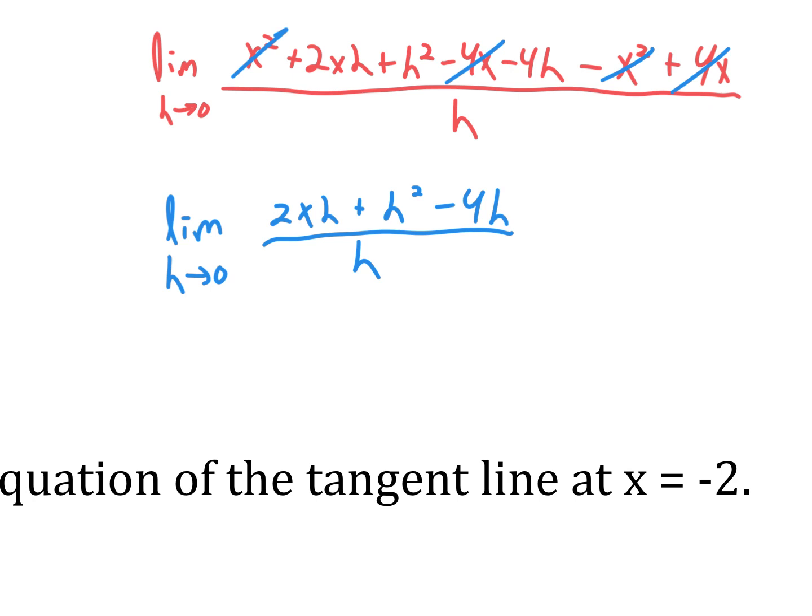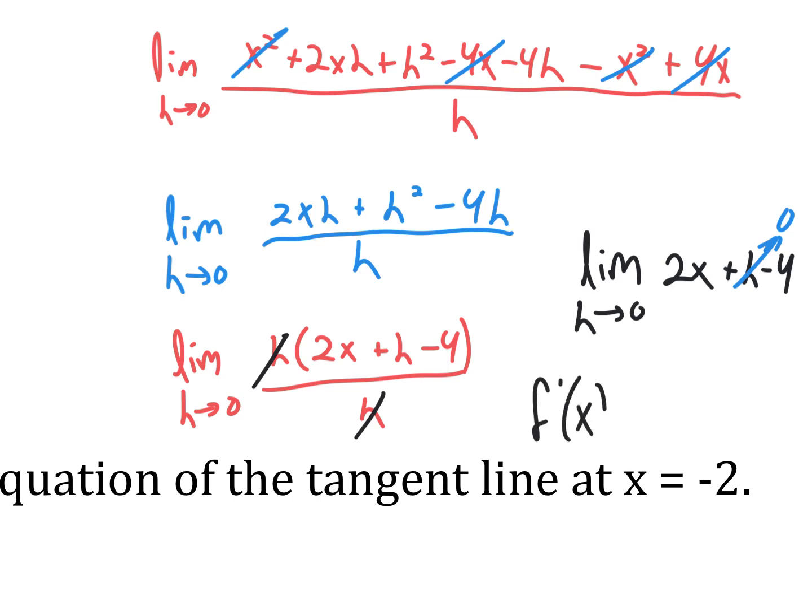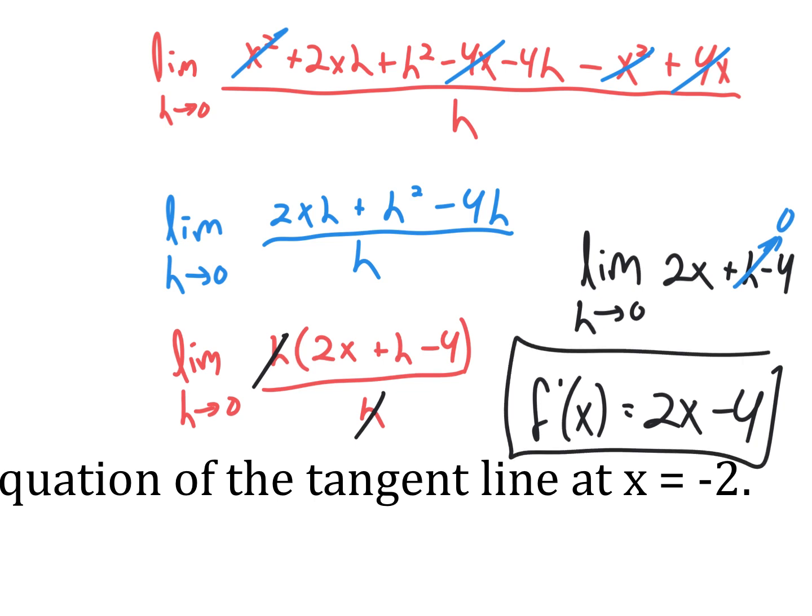some of you will be able to do this kind of mentally without rewriting another step, and that's great for you if you can do that. We're going to have the limit as h goes to 0 of the quantity h times 2x plus h minus 4, taking out a GCF, all over h. So these h's cancel. And now I can evaluate the limit as h goes to 0 of 2x plus h minus 4. If h is going to 0, that term gets canceled away, negligible. Our derivative function, f prime of x, is 2x minus 4. All that work, we got the derivative function.